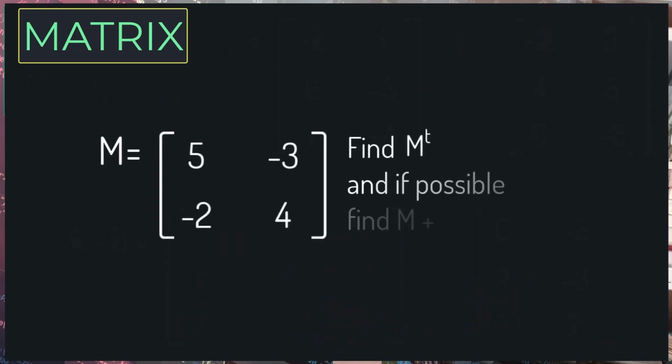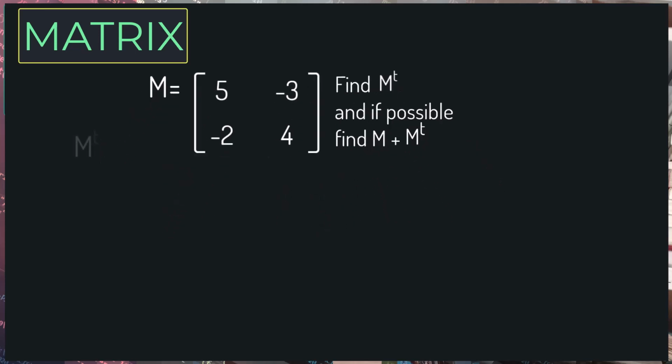Given the matrix M with elements 5, minus 3, minus 2 and 4, find M transpose, and if possible, find M plus M transpose. Here it is stated as, if possible, find the sum. That means we need to check if M and M transpose are conformable for addition. We already know the condition for any two matrices to add is they are of the same order.